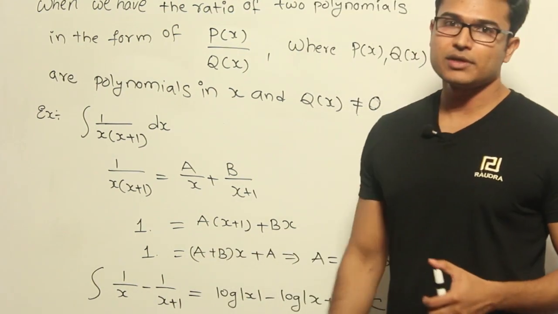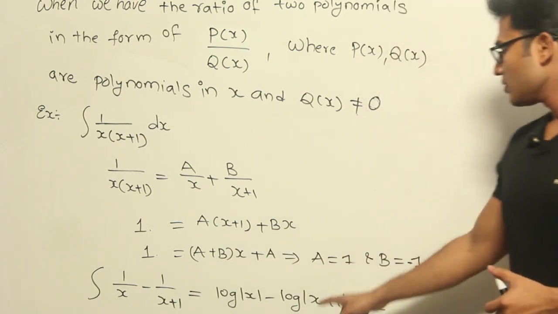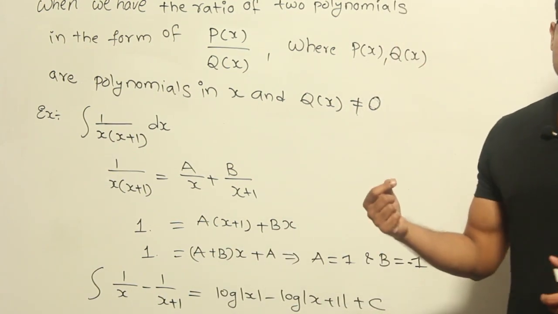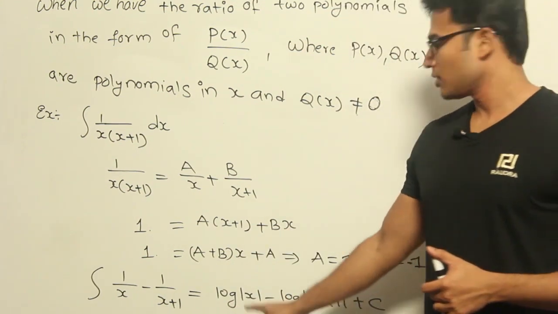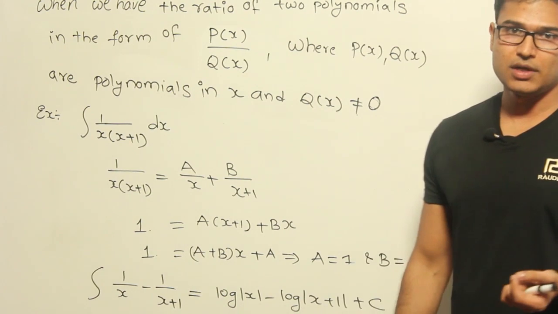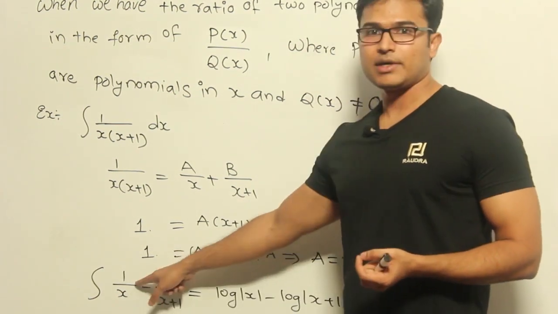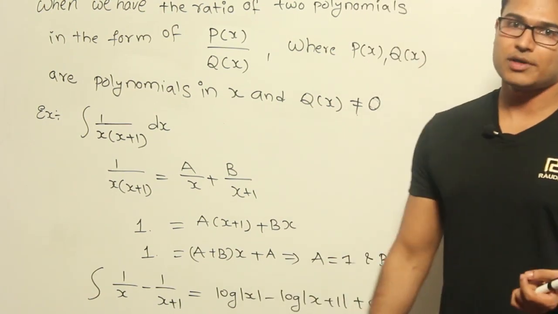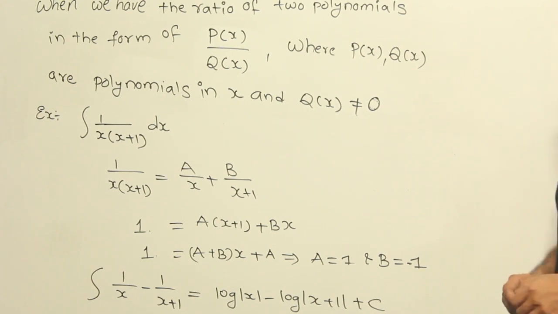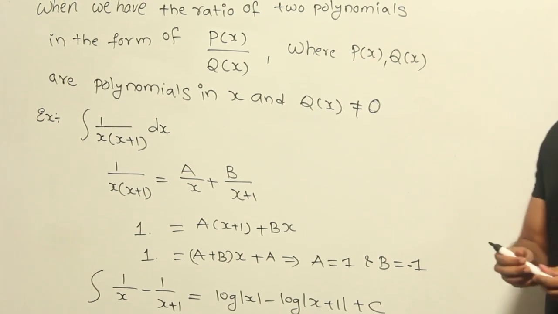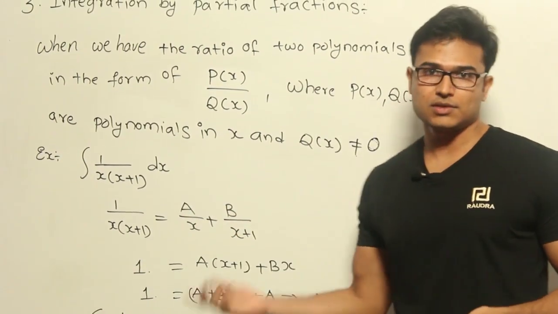So 1 by x, we know that the integral of 1 by x is log x and the integral of 1 by x plus 1 is going to be log x plus 1. Whenever you have this 1 by x, in case of log you have to apply mod. Just remember this rule. Whenever you are going to apply this, you are going to write the integral of 1 by x as log mod x. Then you have to add a constant c there. Got it? So this is the way we are going to do it by partial fractions, which means if you have a fraction, we are going to split it into two fractions and solve it.